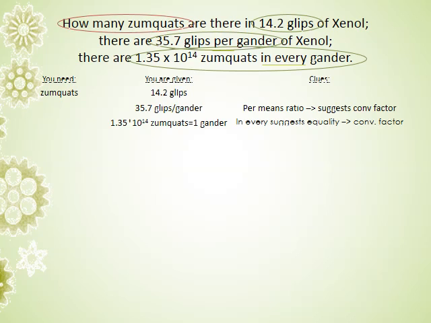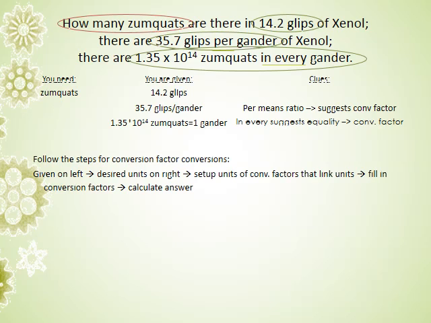Okay, so summarizing, we're given 14.2 glyphs, 35.7 glyphs per gander. Note that I've changed it to a fraction now, and 1.35 times 10 to the 14 kumquats equals the gander. Again, that "per" suggests the ratio, and the "in every" suggests an equality. Both of those are my conversion factors. That means my 14.2 is my starting factor. So I'm going to put my 14.2 on the left. I'm going to put my units that I want to get to, kumquats, on the right, and I'm going to start strategizing my conversion factors.